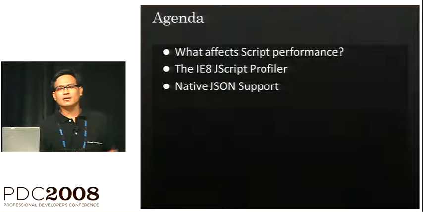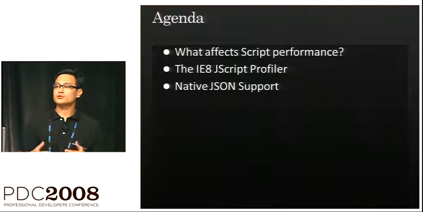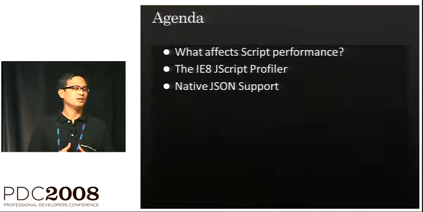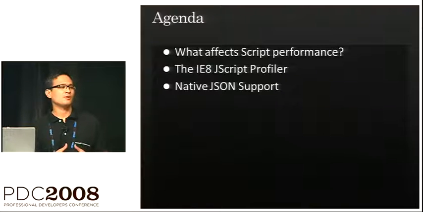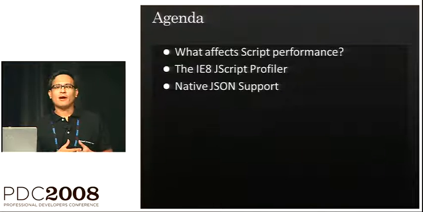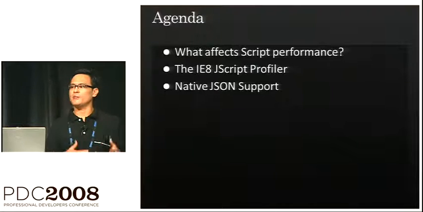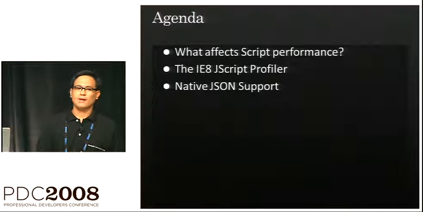And then we'll take a look at the IE8 JScript profiler, which is a tool through which you can measure the performance of your application. We'll see how we can use this profiler to optimize your application. And finally, we'll take a look at one of the enhancements that we have done in the JScript engine, which is the native JSON support.